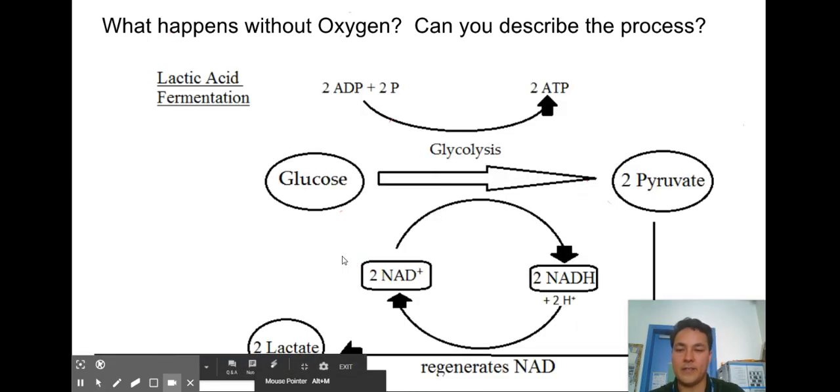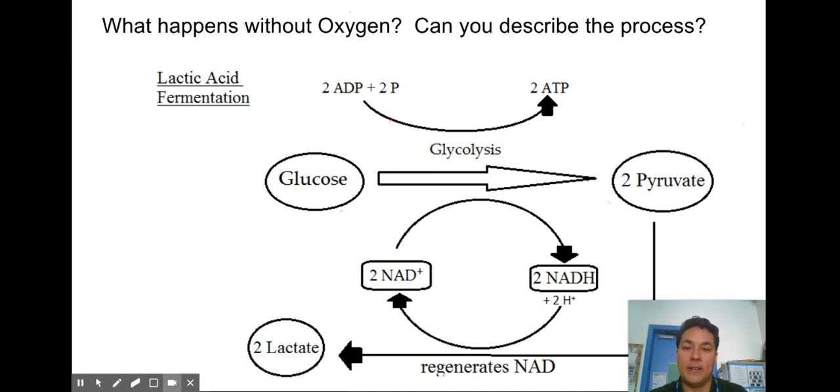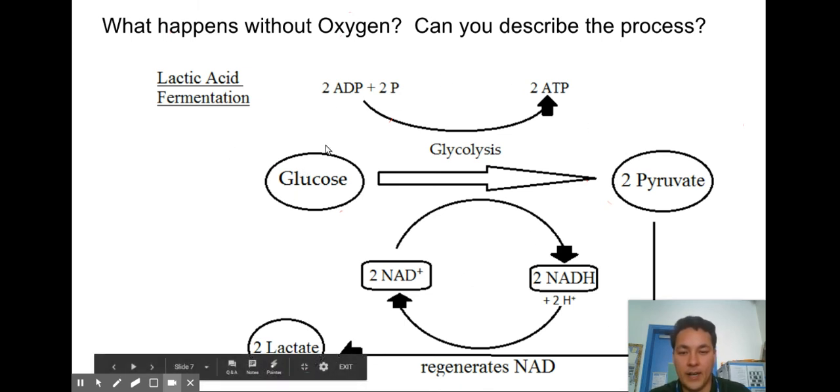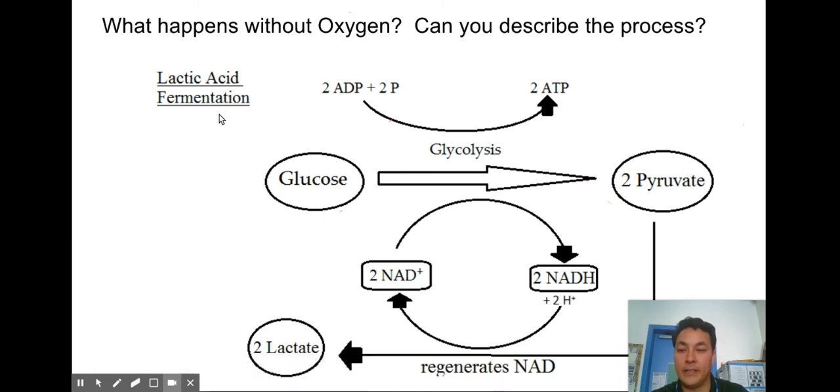Without oxygen, we can still do some type of respiration, but it's going to be anaerobic. A means without. So here we have lactic acid fermentation. Hopefully you can explain this. Why don't you pause the video? All right, this is going on in humans and other animals and other organisms. We're going to take glucose. We're still going to do glycolysis, and we're going to make 2 ATP that way.